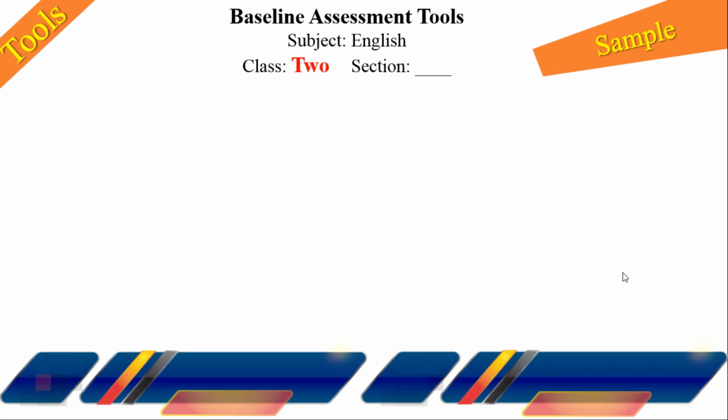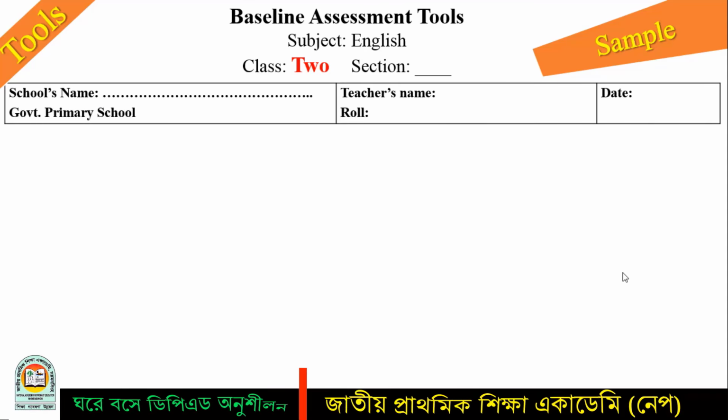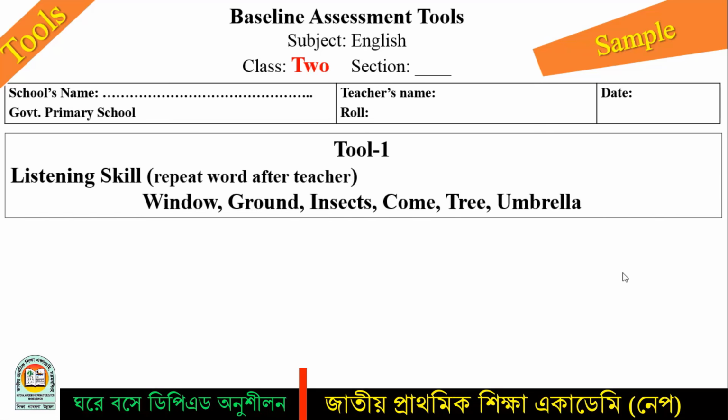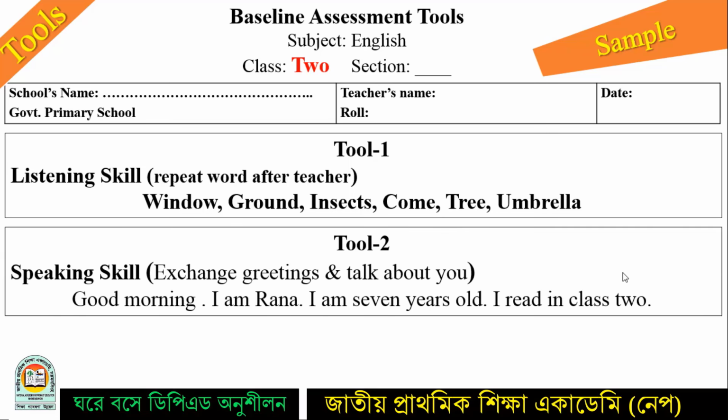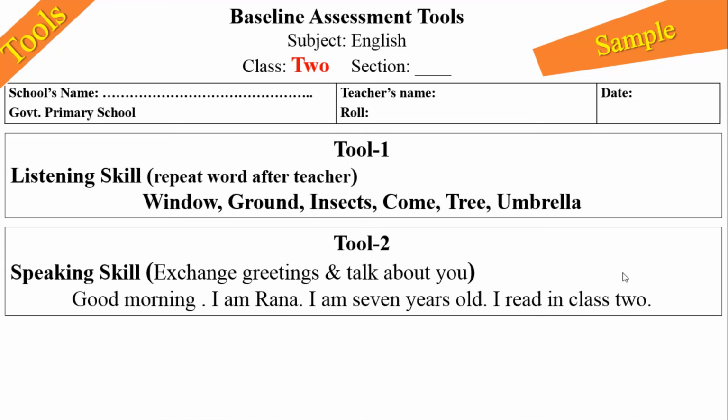So now we will discuss the baseline tools for class 2. As usual, you have to write the school name, your role and date. Tool number 1 for class 2 English baseline, listening skill. Here we focus on repeating words after the teacher. Window, ground, insects, car, tree, umbrella. Tool number 2, speaking skill. Exchange greetings and talk about yourself. Good morning, I'm Rana. I'm 7 years old. I read in class 2.